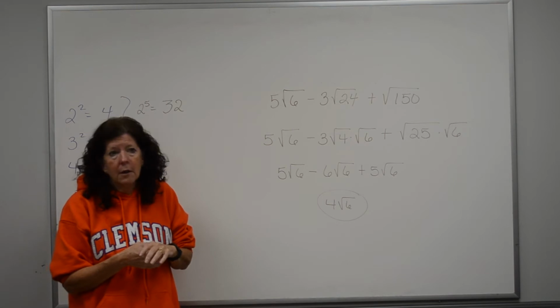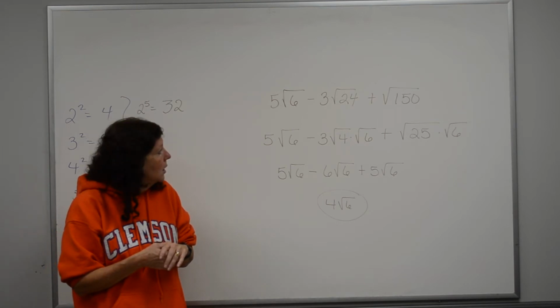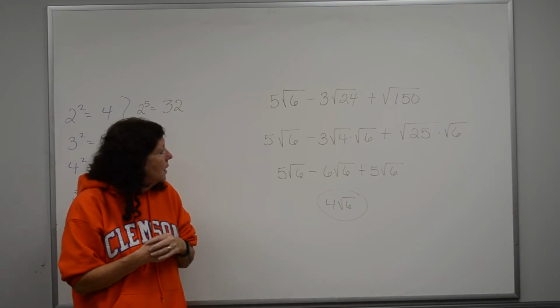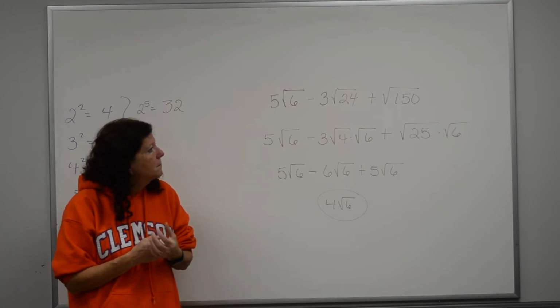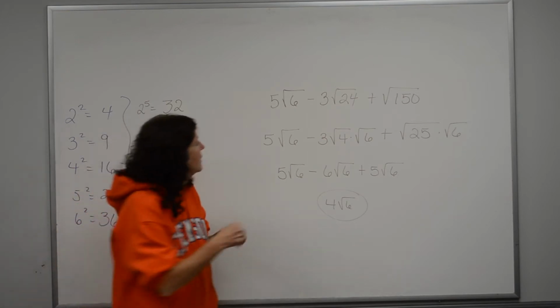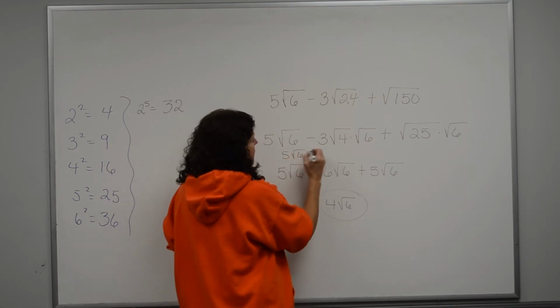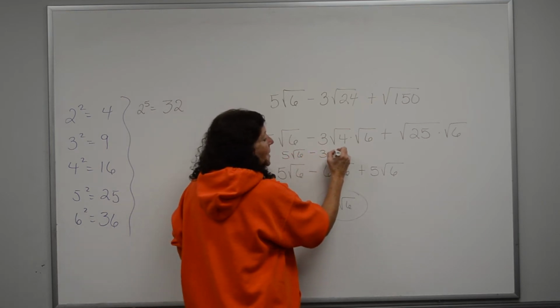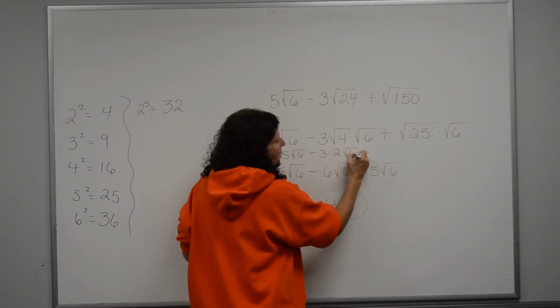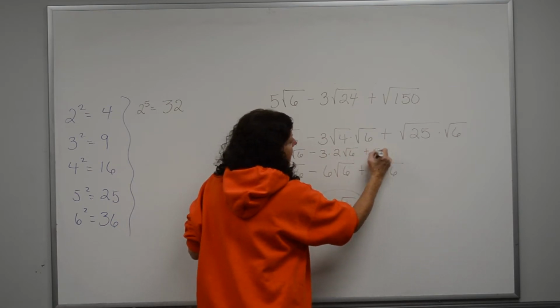So technically, you could have done an extra line in between, if you wanted to see it better. Yeah, I guess you could have. Because I could have done this, if you wanted to see it. 5 on the square root of 6 minus 3 times 2 times the square root of 6 plus 5 on the square root of 6.